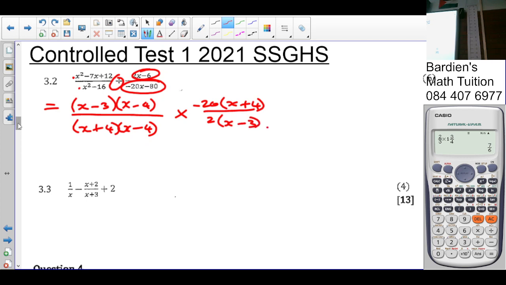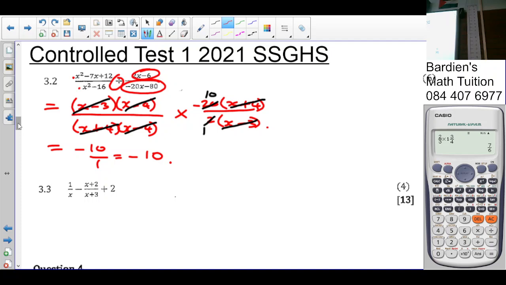From here it is a matter of cancelling. X minus 3, x minus 3, x plus 4, x plus 4, x minus 4, x minus 4. 2 goes into 20 ten times, 2 goes into 2 once. So what are we left with? Negative 10 over 1, which is negative 10. The next one.